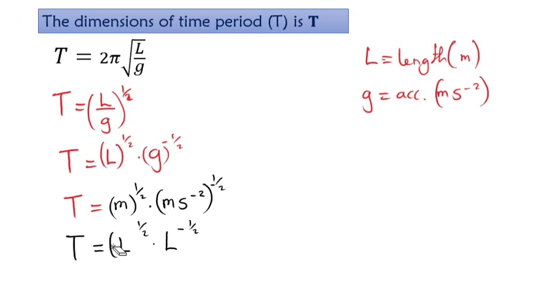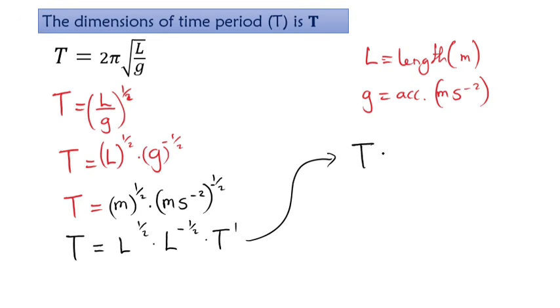Let me remove the brackets here. The meter dimension is L. Same thing here, the meter dimension is L, with the power negative half. Then for the second, the dimension is T, but inside the bracket we have a negative 2, and outside the bracket we have a negative half. So negative 2 times negative half gives us 1.